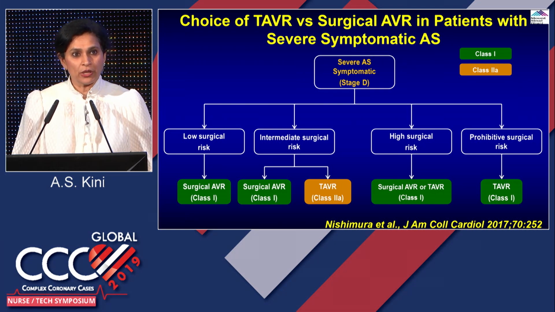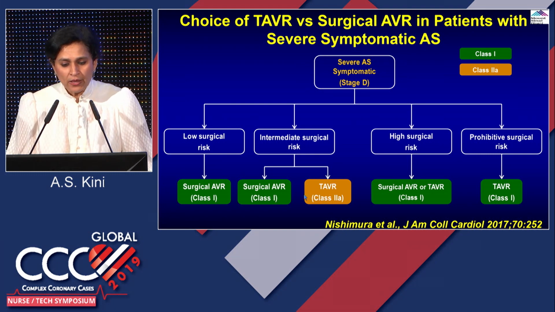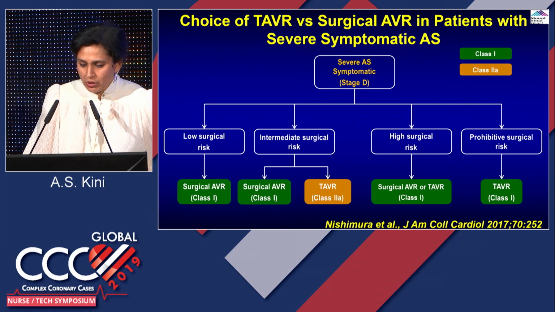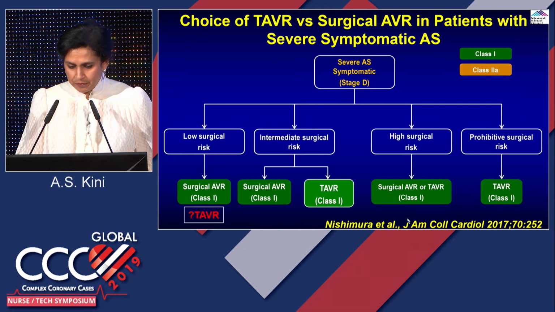SAVR is surgical aortic valve replacement. Essentially we are saying that for prohibitive risk, TAVR is class 1. Surgical high risk, again, will be TAVR or surgical AVR, class 1. Intermediate risk was already surgical, and TAVR became class 2. It will actually become TAVR class 1. And low risk was AVR. Now based on these trials, that will change to TAVR also, TAVR for all this group of patients.